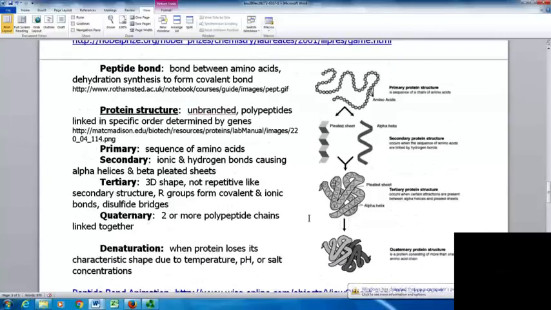Your tertiary structure is your three-dimensional shape. It's not repetitive like the secondary structure. Here, the R groups are going to form your covalent and ionic bonds. You may see things like disulfide bridges. Quaternary structure is going to involve two or more polypeptide chains linked together. You can almost think of these being like an origami project where you are going to fold and then you're going to do additional folds on top of it, and you may even fold up multiple pieces of paper to make your final project.